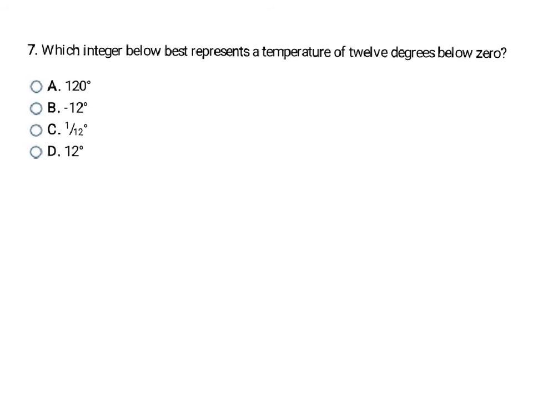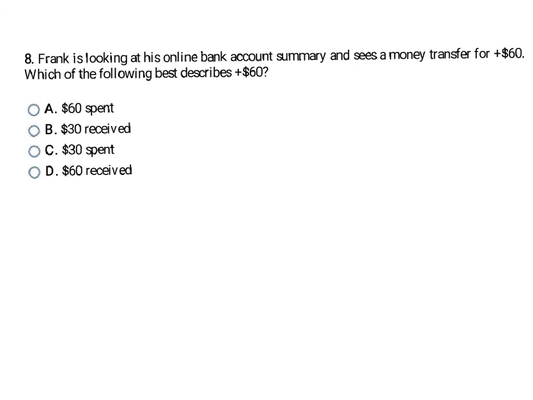Which integer below represents a temperature of 12 degrees below 0? Once again, there's that keyword below. Below sea level, below 0, those are all going to be negative numbers. So negative 12 is going to be 12 degrees below 0, and that's going to make B my final answer.